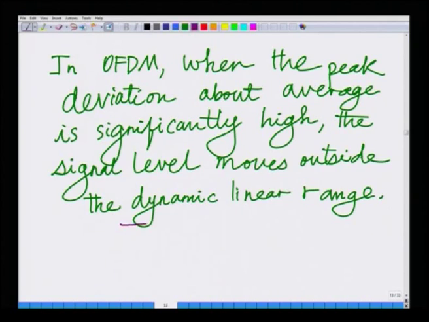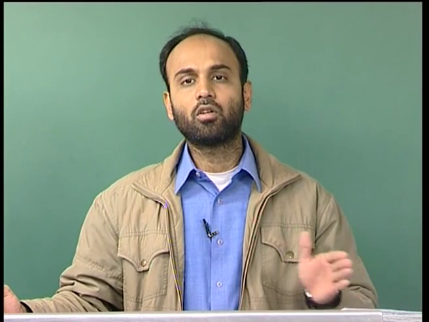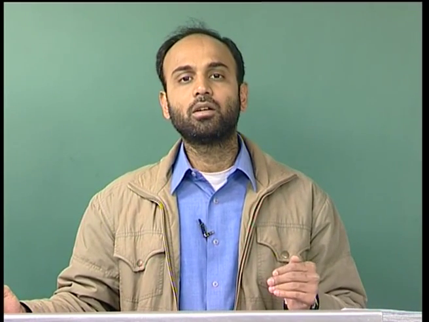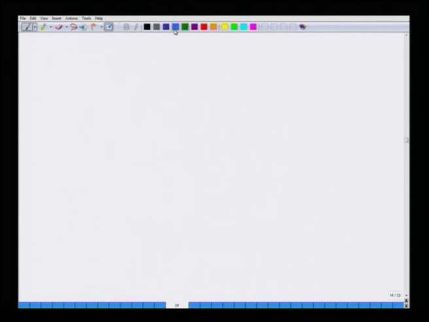Hence, when the peak deviation is high, the signal level crosses over into the non-linear or the saturation range of the amplifier. Once the signal moves into the non-linear range, the amplification becomes non-linear, resulting in distortion and intercarrier interference. Hence, high PAPR in the OFDM system.